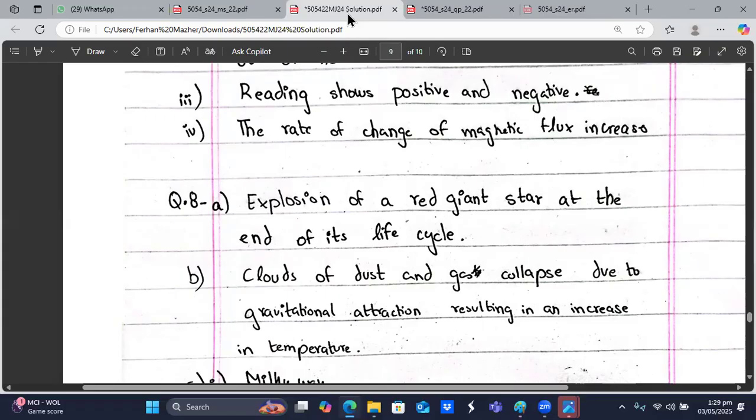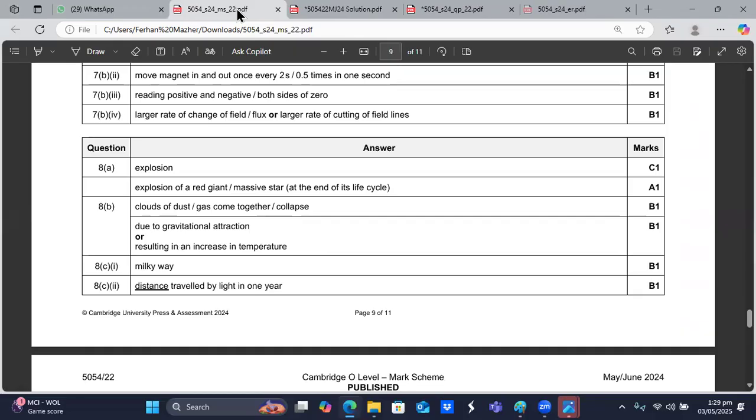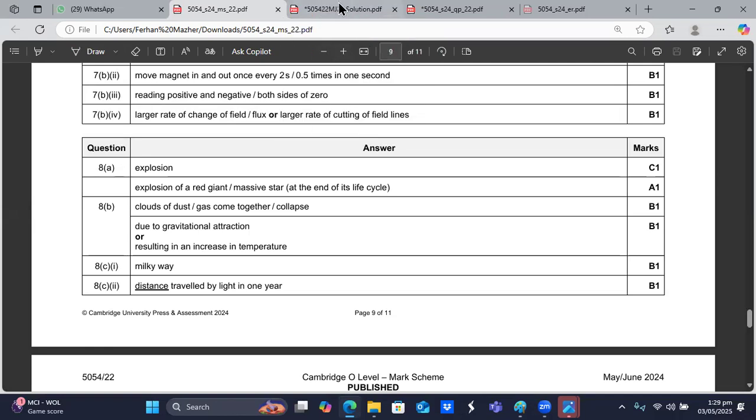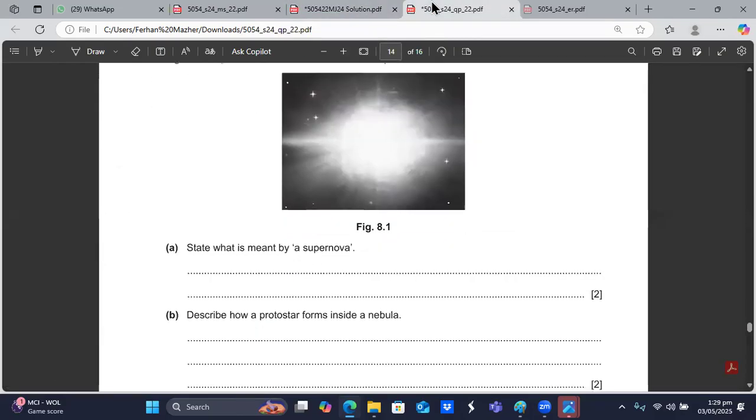An explosion of a red giant star at the end of its life cycle is called a supernova. So a supernova is basically an explosion of a red giant or a massive star at the end of its life cycle. Once it's a red giant, after the super red giant, the supernova takes place. The marking scheme is a 2-mark question. I hope you understand.